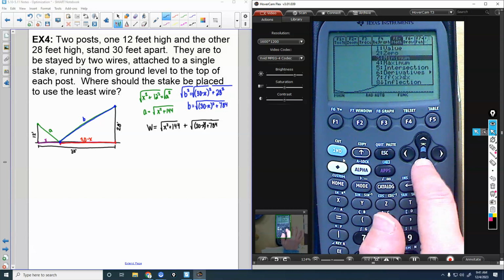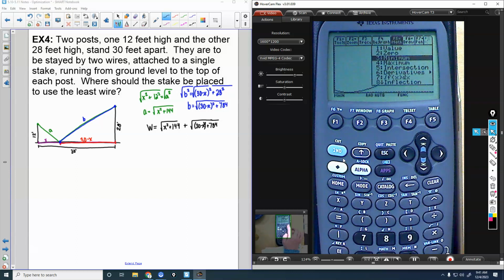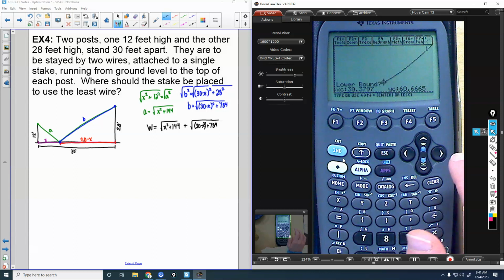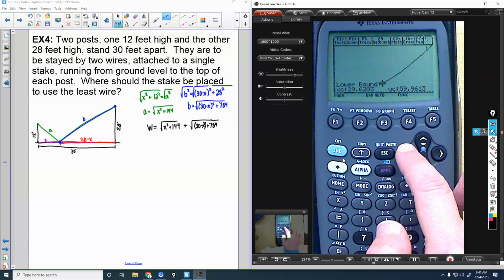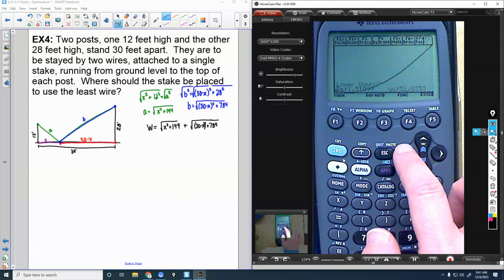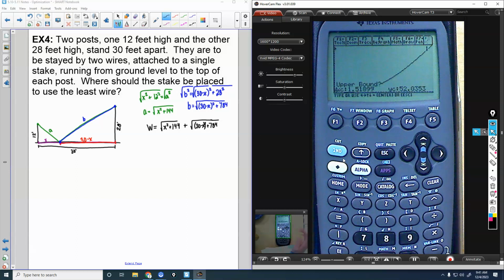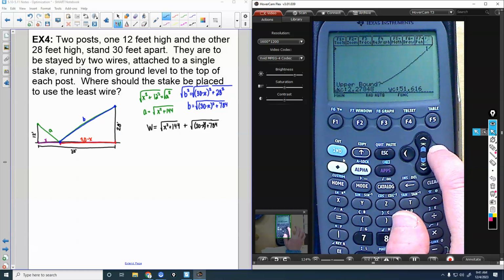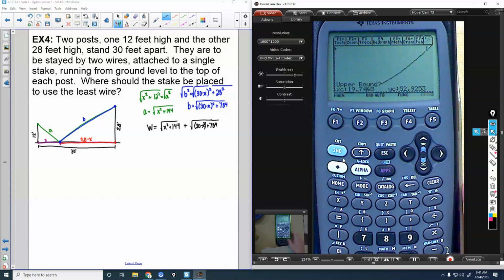So we want minimum. If you'll hit F5, it's the third option right there. It is going to say lower bound. Whenever this calculator says lower bound, it really means left bound. Now, it's really hard to see, but whenever you hit the arrow, it will make the writing go away. So you want to go to the left side of that minimum. You'll hit enter. It's going to say upper bound. You're going to go to the right side of that minimum point and hit enter.